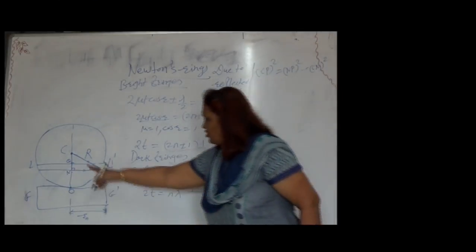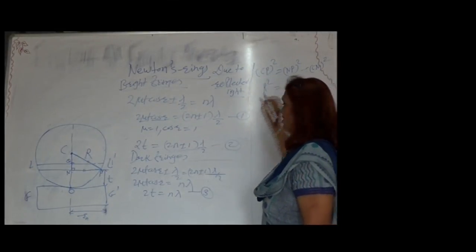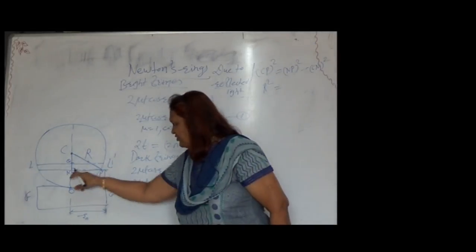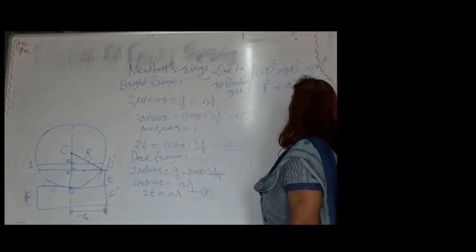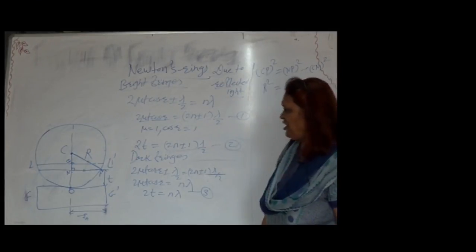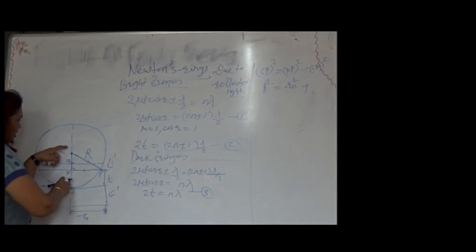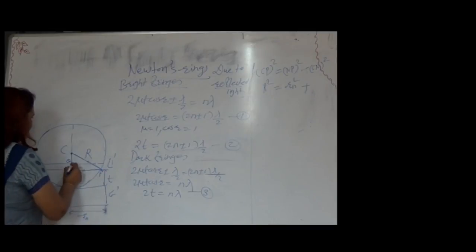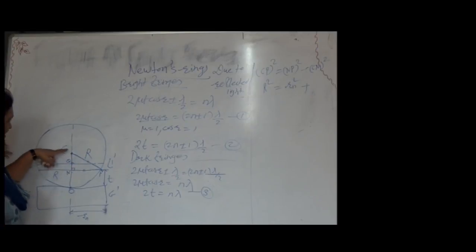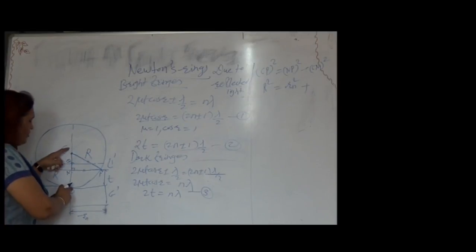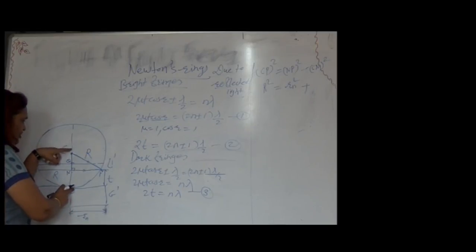Now what is the value of CP? CP is the radius of the plano-convex lens, that is R square is equal to NP square. NP square is nothing but the radius of the nth ring, Rn square, plus CN. That value we have to calculate here. Now this total distance is R, that is the radius of the plano-convex lens from the center to any point on the circular scale.